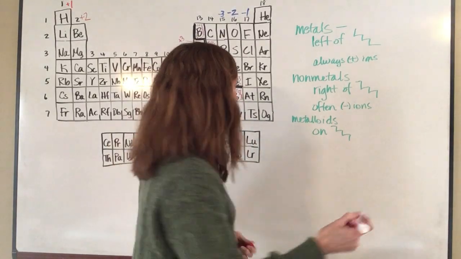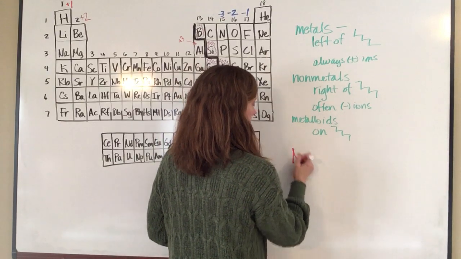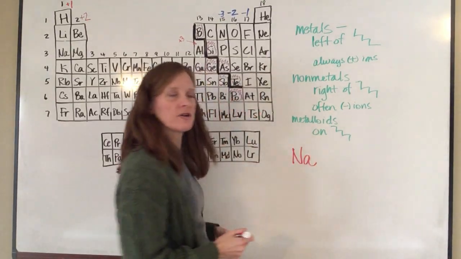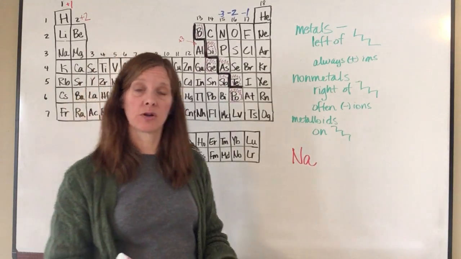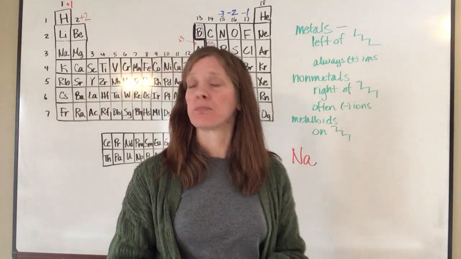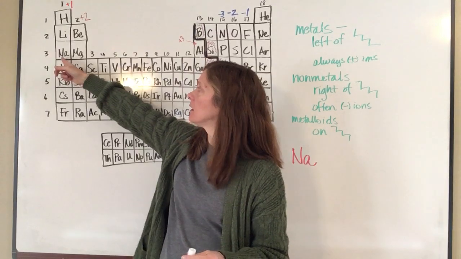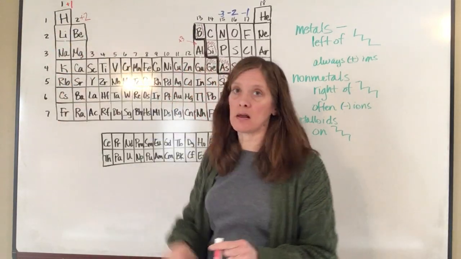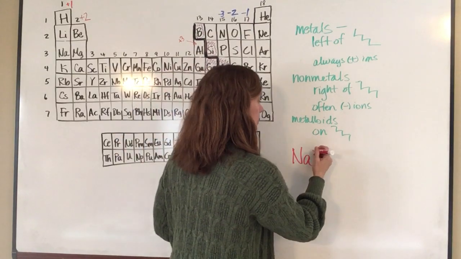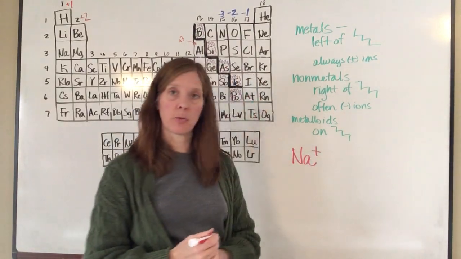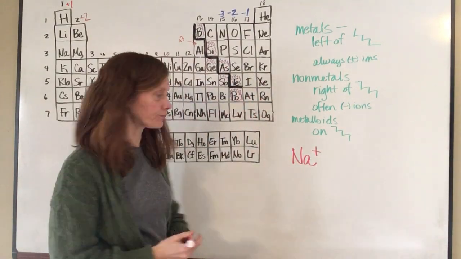So if I give you Na, which is sodium, what charge does sodium want to have? Can you look at the periodic table and figure it out? Sodium is over here. It's in this column, so it wants to lose 1 electron, and so it will have a +1 charge, and so we write it like that.